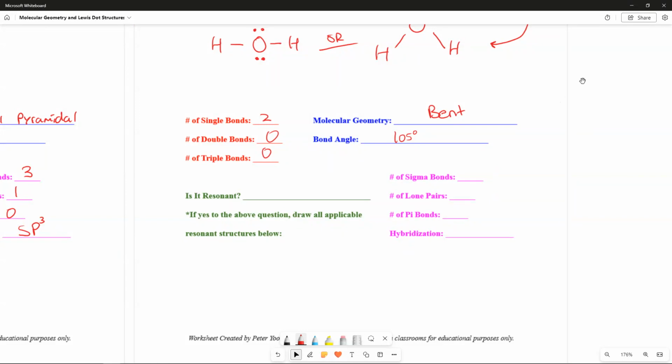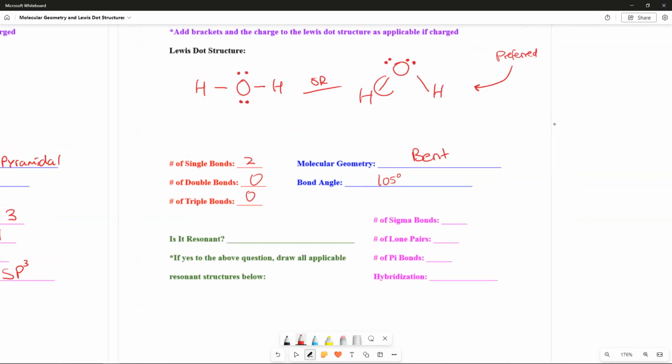Number of sigma bonds on water, we're going to have 1, 2. They're all single bonds. 2 lone pairs on our central atom oxygen, and no pi bonds. Hold 2 plus 2 fingers up, which is 4. Bring 1 down for the S, and rest go on P. So sp3 hybridized. And looking at resonance, it only has single bonds, so it is not resonant.